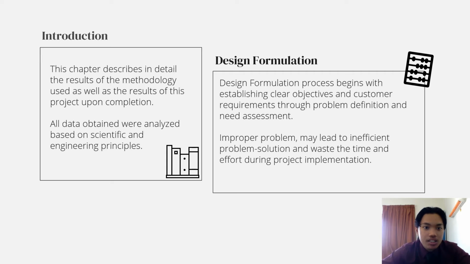This chapter describes in detail the results of the methodology used as well as the results of this project upon completion. All data obtained were analyzed based on scientific and engineering principles. The design formulation process begins with establishing clear objectives and customer requirements through problem definition and needs assessment. An improper problem definition may lead to an inefficient solution and waste time and effort during project implementation.